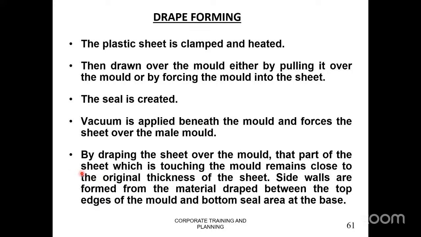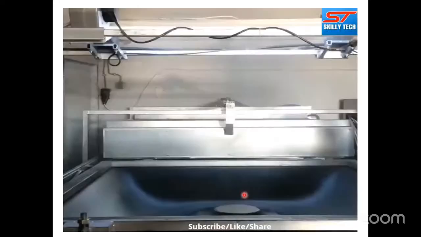By draping the sheet over the mold, that part of the sheet which is touching the mold remains close to the original thickness of the sheet. Side walls are formed from the material draft between the top edge of the mold and the bottom sheet area of the base. See now, here is a video.